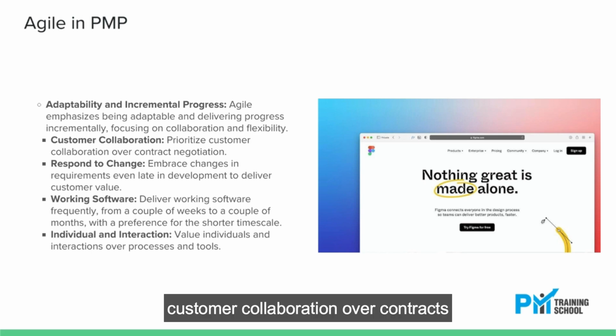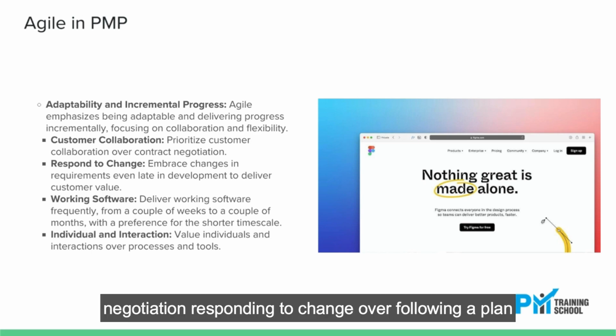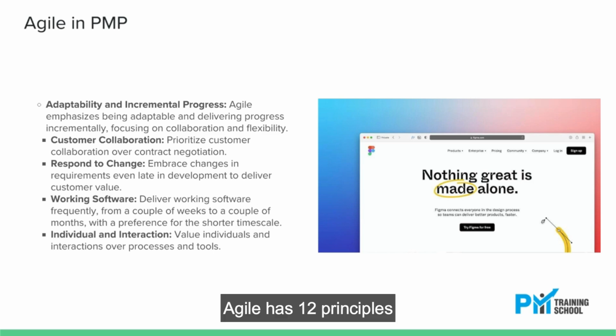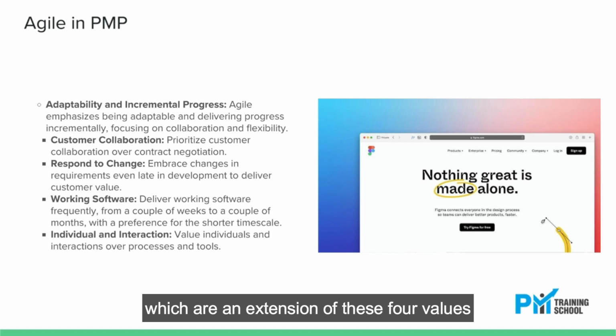Customer collaboration over contracts negotiation. Responding to change over following a plan. Working software over comprehensive documentation. Individual and interaction over processes and tools. Agile has 12 principles which are an extension of these 4 values.